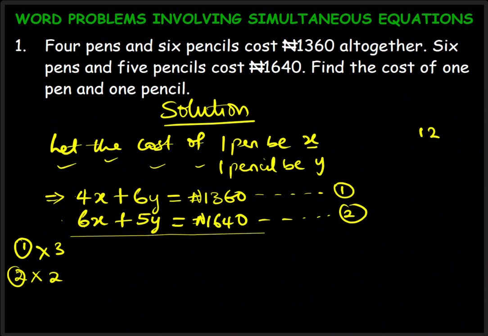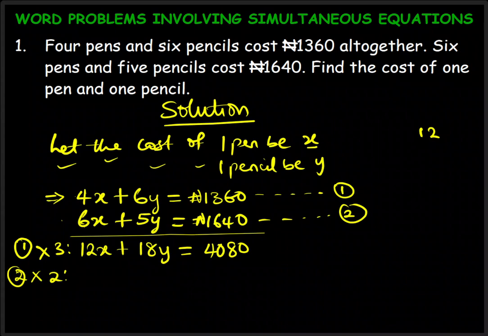Alright, so equation 1 times 3 will give us 12x, then plus, remember we are multiplying everything, 18y, equal to, so this 1,360 times 3 will give us 0, then 8, then 0, and then 4. So we'll have 4080. Okay, so we move to the second one.